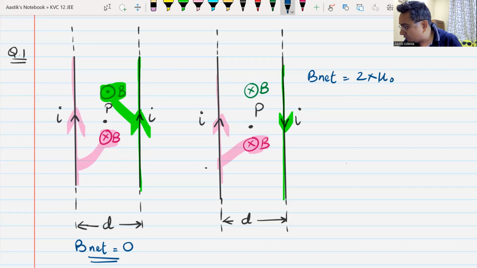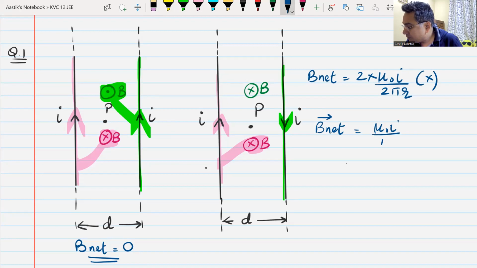You just have to put the formula, mu naught I by 2 pi r was the formula. 2 pi r, 2 and 2 will cancel. Whatever is left is the answer, and the direction would be cross. Cross means it is going in the direction inside of the board. If you want to write it in the vector form, you can write B net. Net magnetic field is mu naught I by pi.